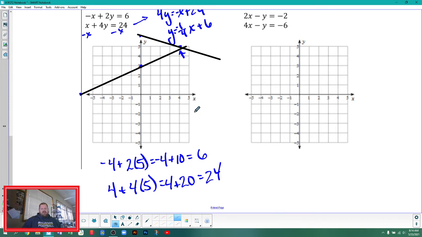So it turns out that our answer, and again, whenever I'm answering these, I'm saying what the point is. I'm saying the point is 4, 5. It's where those two lines cross. So that's important.